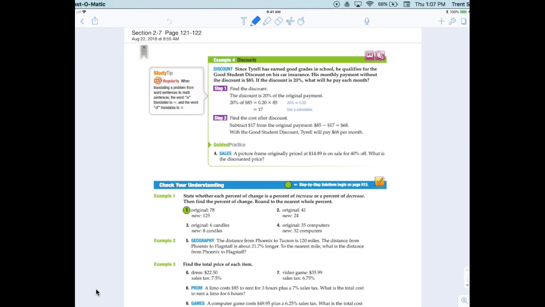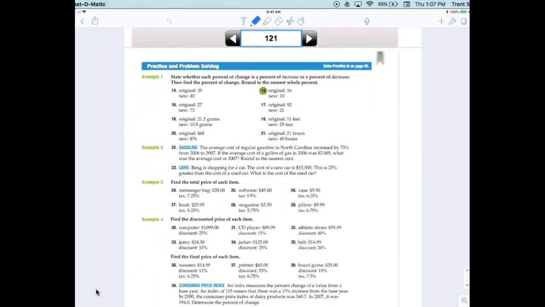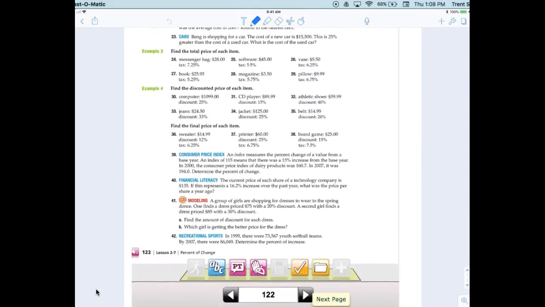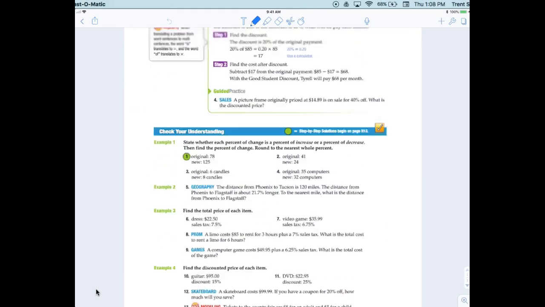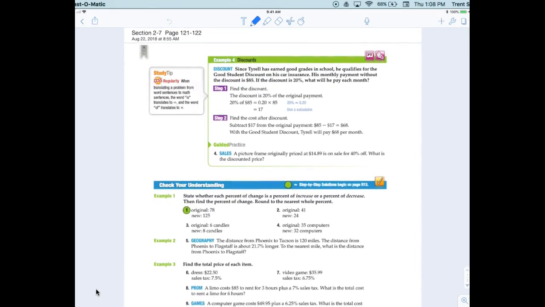Do we do all the odds on page 121? No, we're going to do the odds. The odds today, we're going to do 1 through 41 odds. If we don't finish it, you're going to do the odds tonight. And then we're going to do evens tomorrow.